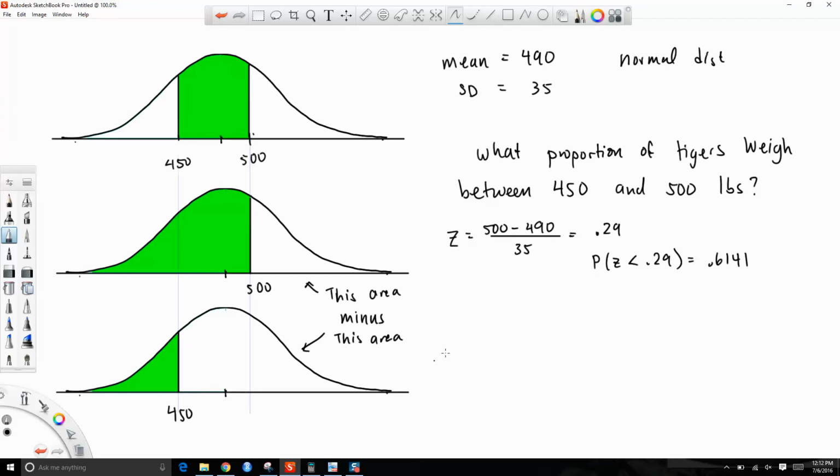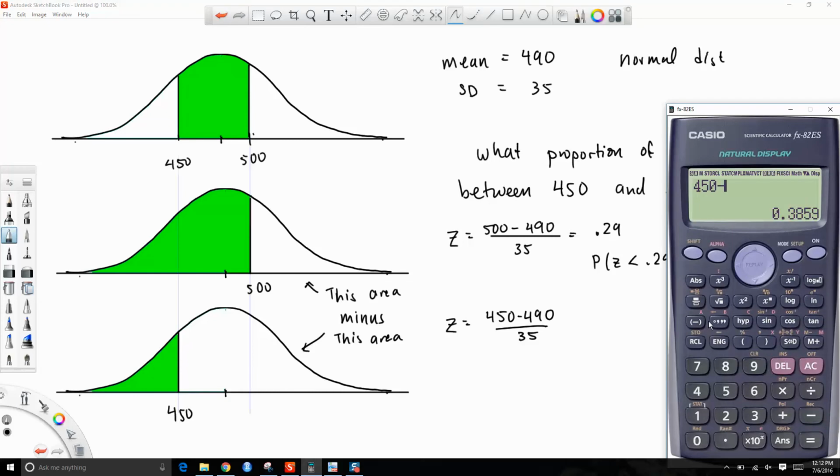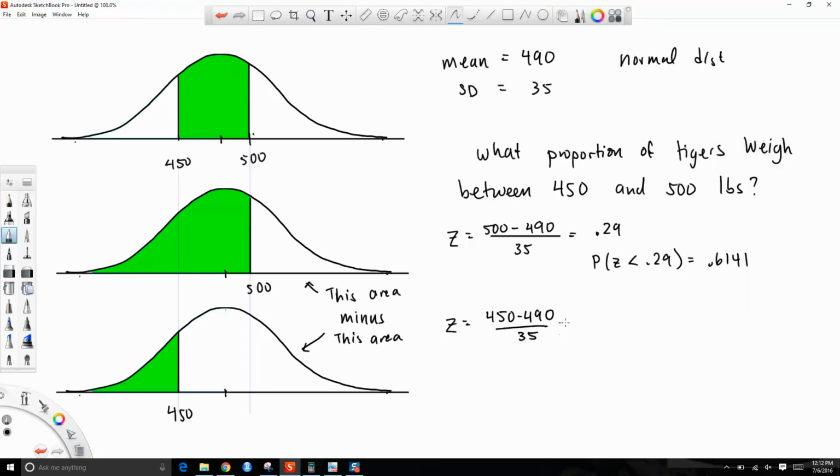What do we do over here? We did the same thing. 450 minus 490 divided by 35. And I get negative 1.14. And so the area over here at z less than negative 1.14, that is 0.1271.